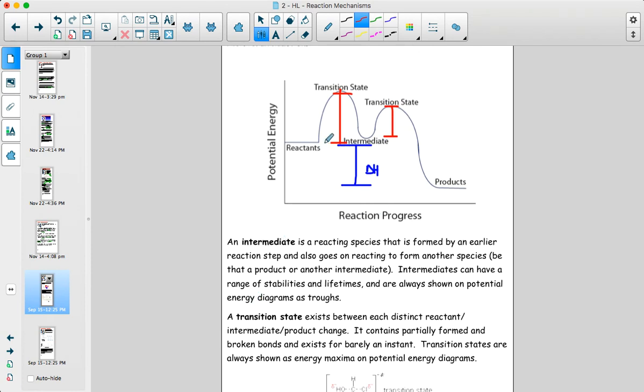So there's two different terms you can see on this multi-step reaction mechanism, on this potential energy diagram. There are intermediates, which are reacting species that are formed by earlier steps and then continue to go on reacting and eventually turn into other intermediates or products. Intermediates have a range of stability and lifetimes. They can last fractions of seconds, but they can also stick around for days. But they do actually exist, and they are shown on potential energy diagrams as energy troughs, so sort of valleys within these on the way to getting to the products.